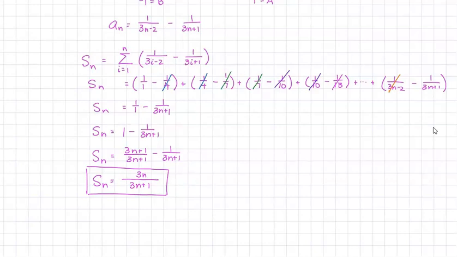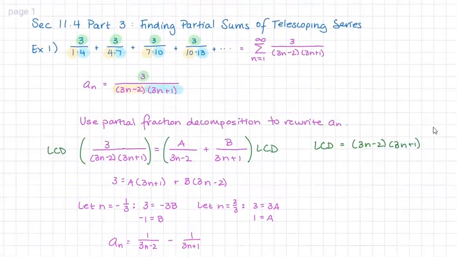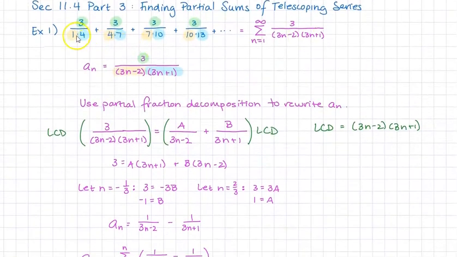So again, let's just do a quick recap of what we did, because they're all going to work the same way. First thing to notice, by the way, is these are fractions. Nothing else that we've been doing has been fractions, so that's going to be a dead giveaway. You've got telescoping series when you got fractions. But anyway, our first thing was we needed a formula for a sub n. And then we used partial fraction decomposition to rewrite that expression.